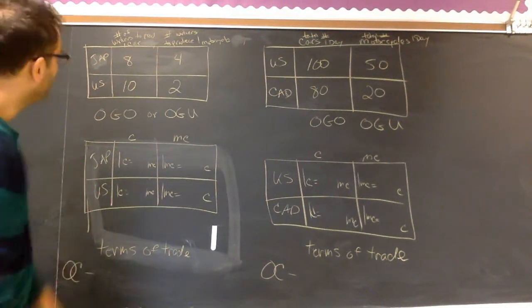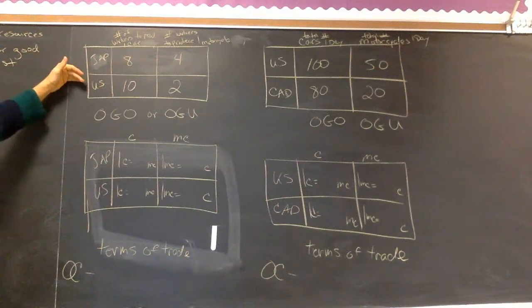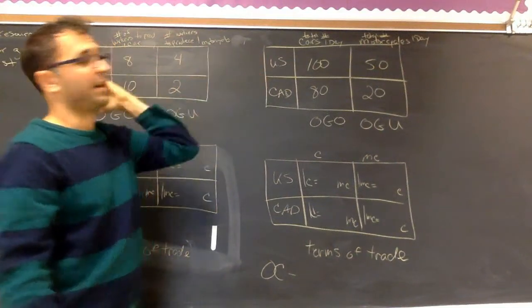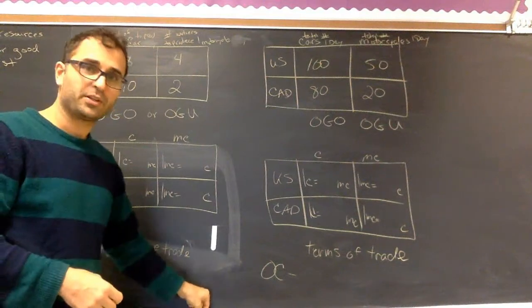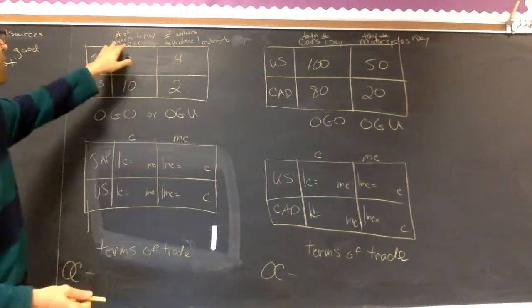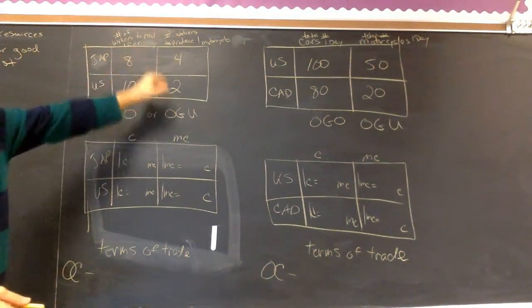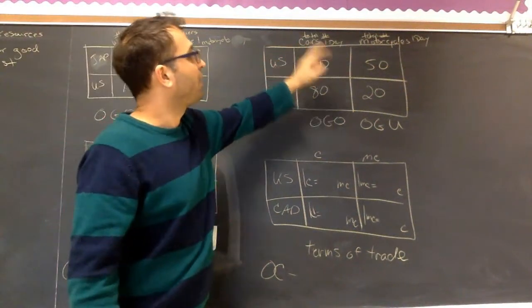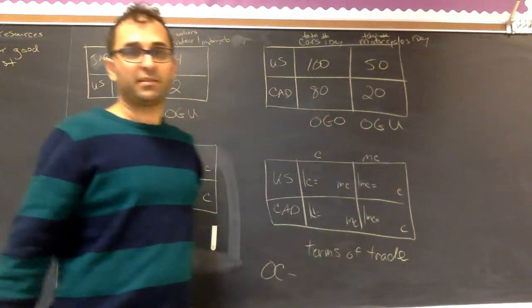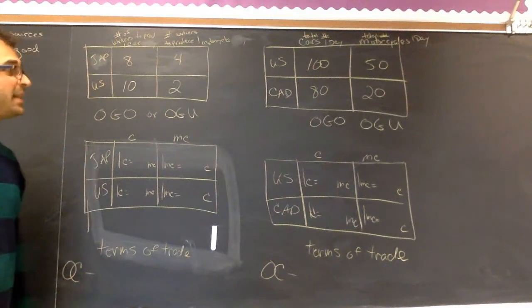So let's look at the first one. You have Japan and the United States, and the United States and Canada for these examples. And you've got to figure out which one's an input question and which one's an output question. Well, to do that, you've got to look up here. Number of workers to produce one car, number of workers to produce one motorcycle. Or total number of cars in one day, total number of motorcycles in one day. Which one's an input, which one's an output?